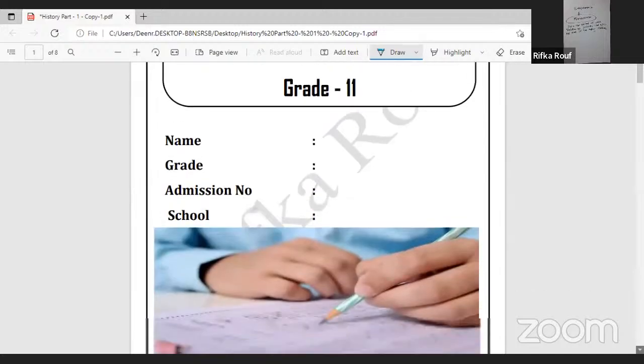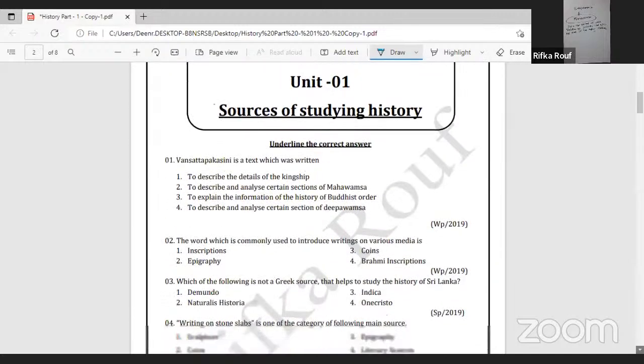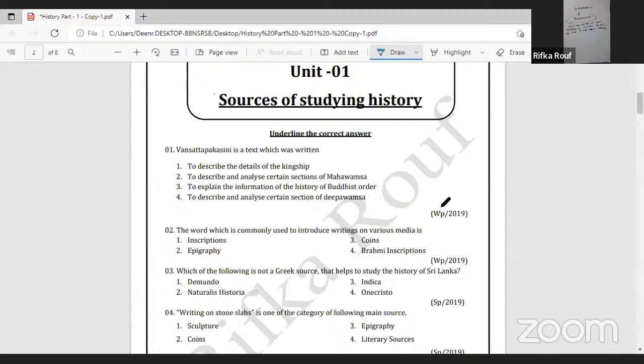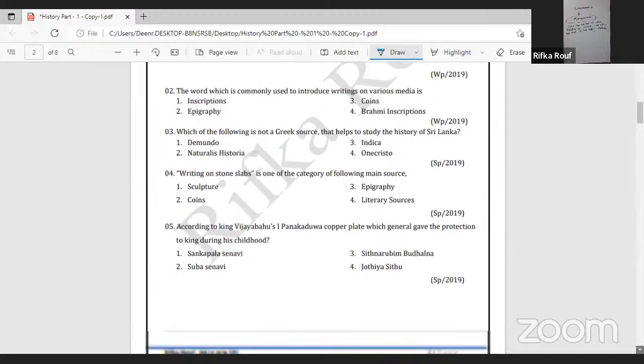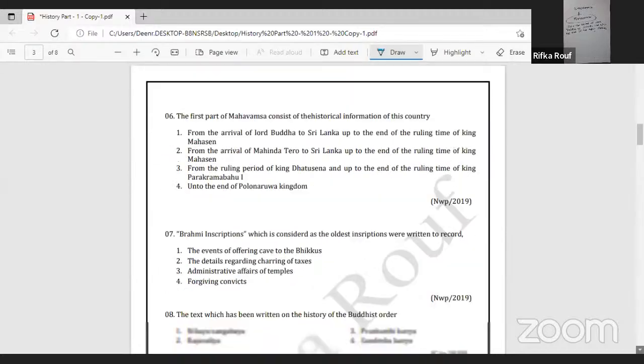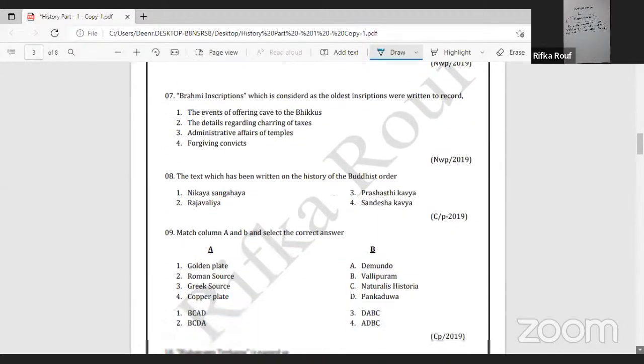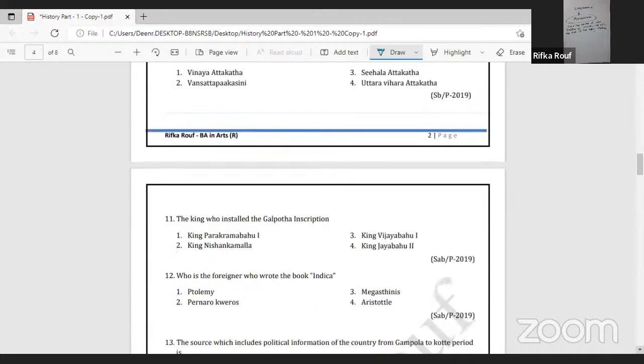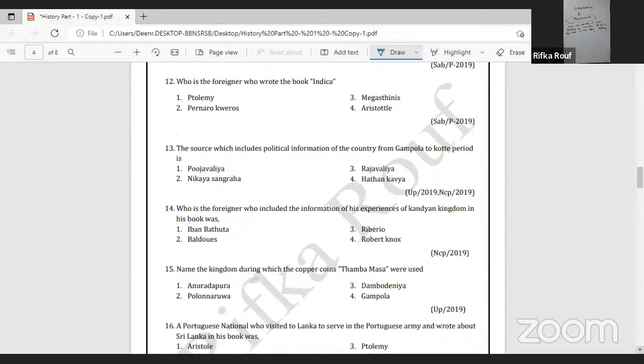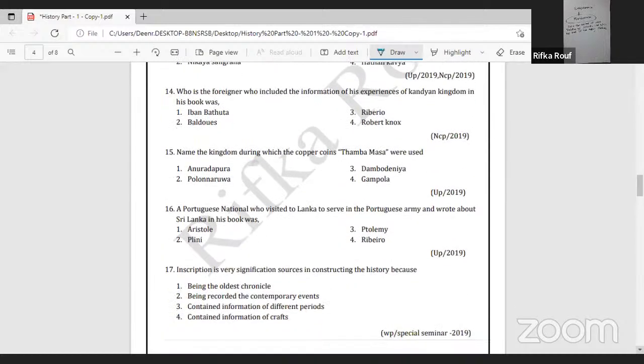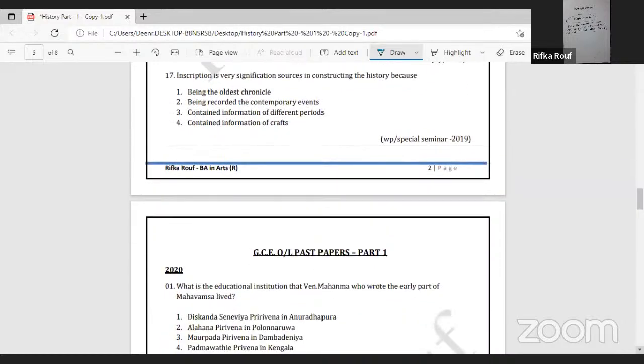Okay, so look here. The first question is a Western Province question, 2019. The second one is also a Western Province question. Then we have the Southern Province question. After that, Northwestern Province, Central Province, Sabaragamuwa Province, Uwa Province, North Central Province. Up to this, the Western Province special seminar paper is also included here.